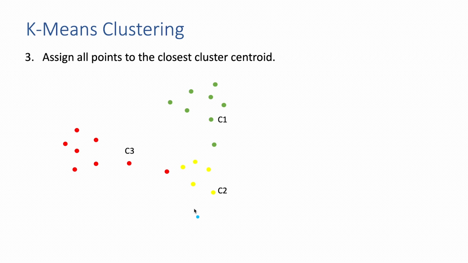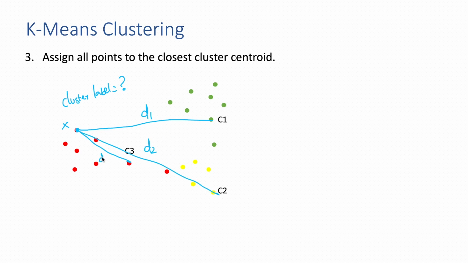In step number 3, we are going to assign a cluster label to every single data point here. Let's consider that this is a data point that we are currently investigating, which I'm denoting as X. Now I need to assign a cluster label to this. So what could be the cluster label? I am going to compute the distance of this particular data point with respect to all the cluster centroids that you're observing. That is X and C1, X and C2 and X and C3. I'm calling the distances D1, D2 and D3 respectively.